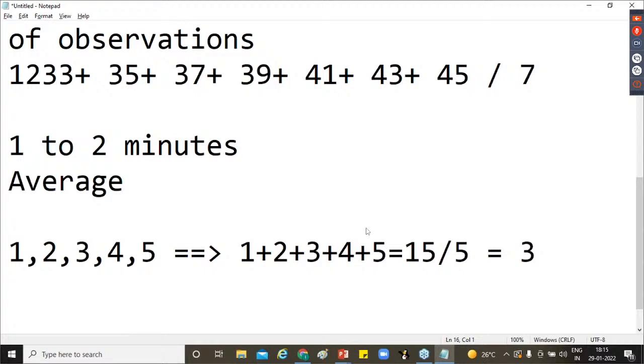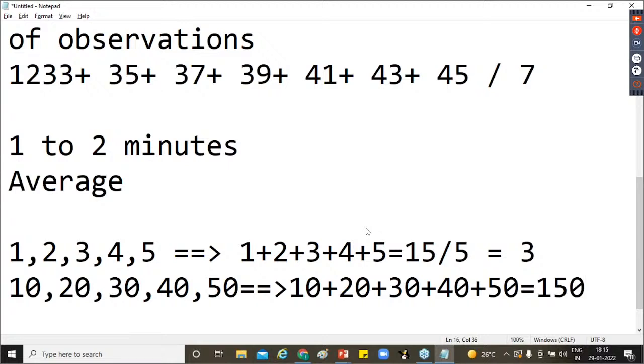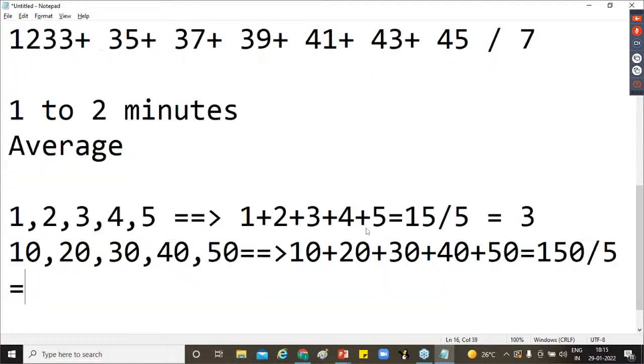For example, if they give 10, 20, 30, 40, 50. What is the average? 10 plus 20 plus 30 plus 40 plus 50. What is the total? 150 is the total. 150 is the total for how many numbers? 5 numbers. It means the average is 30.